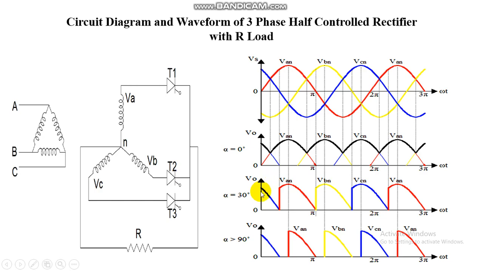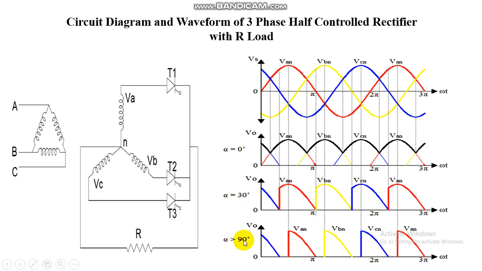For example, alpha equal to 30 degrees, and this blue line indicates the C phase, which means T3 is conducting and allows the current to flow during this period. This red line indicates the conduction of T1, which allows the current to flow up to pi. After that, this yellow line indicates T2 conducting and allowing the current to flow. When one thyristor is conducting, the remaining two thyristors are in the off state. Like that, we are getting the output.